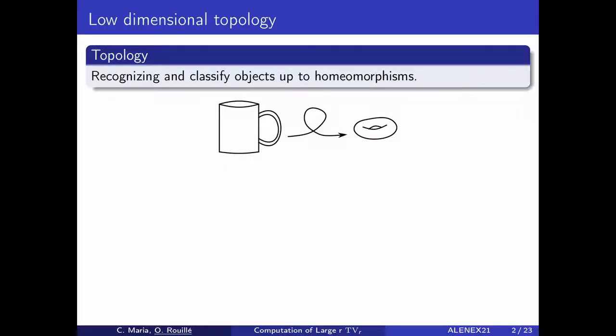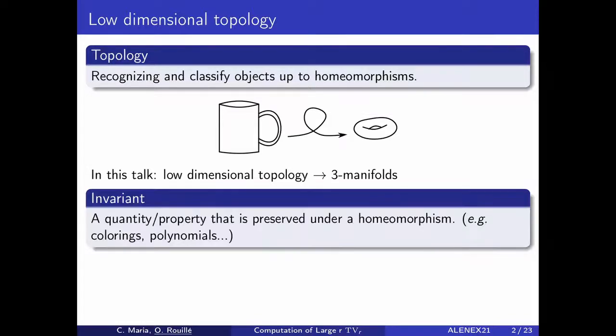So, topology is a domain of mathematics that aims to recognize and classify objects up to homeomorphism, that is, continuous deformation that does not involve cutting. The classical example of that is the transformation between a cup and a torus. And more precisely, we are focused on the subdomain of low-dimensional topology, that is, we are looking at three manifolds. In other words, 3D objects, or objects with intrinsic dimension 3.